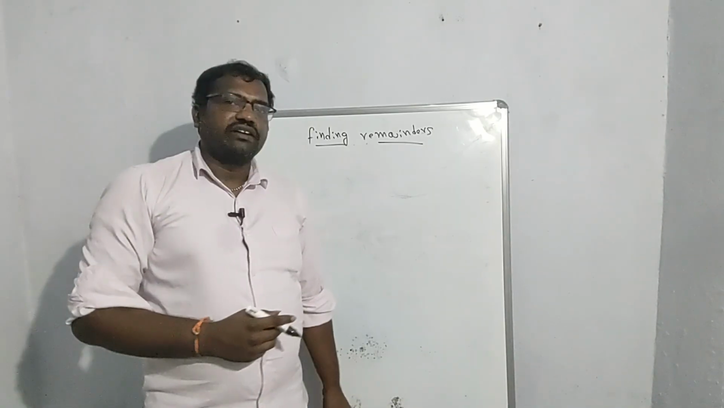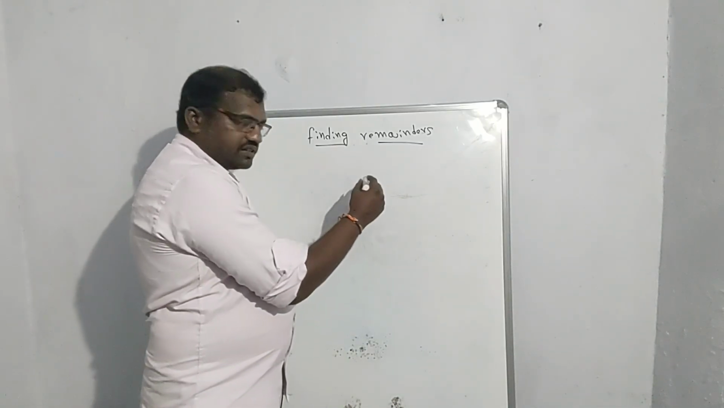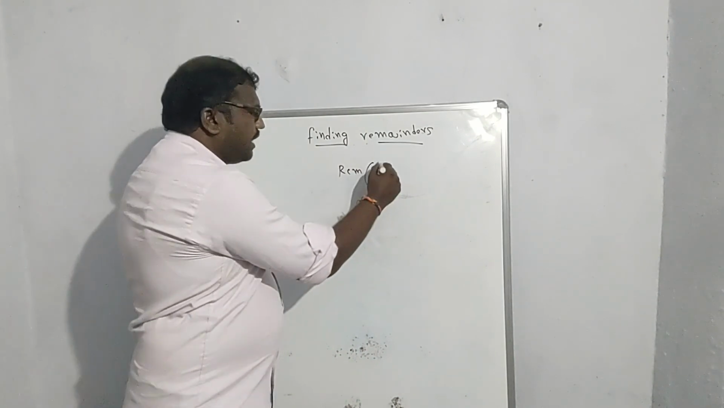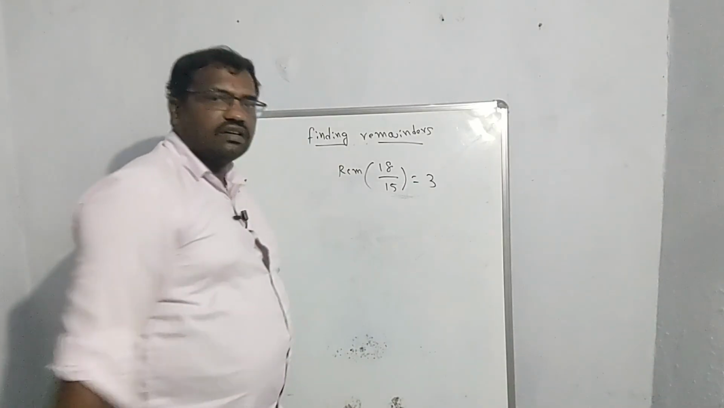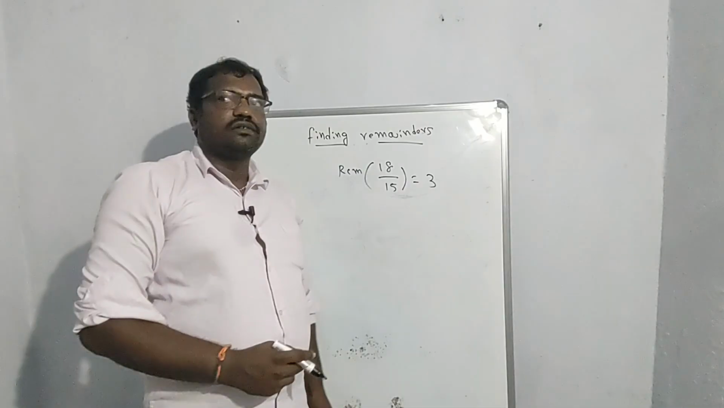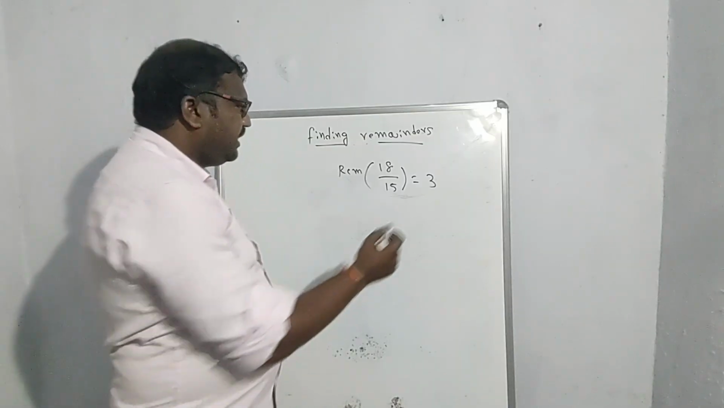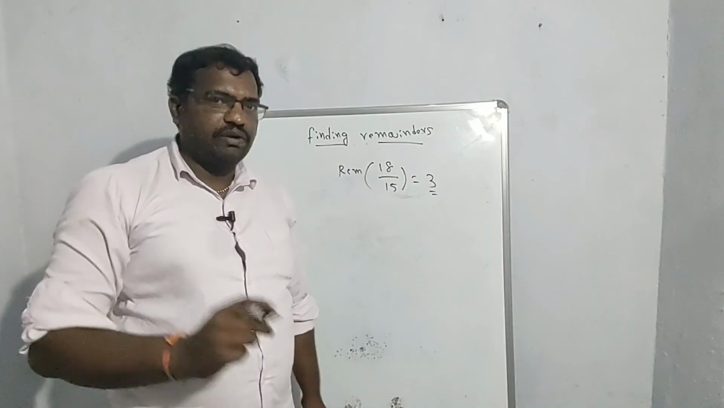So what is meant by remainder? The remainder means if you divide by any divisor, suppose remainder of 18 by 15. So what is the remainder? The remainder is 3. Here we should follow a few important points. Remainder is always a positive value. Negative numbers cannot be considered as remainder.